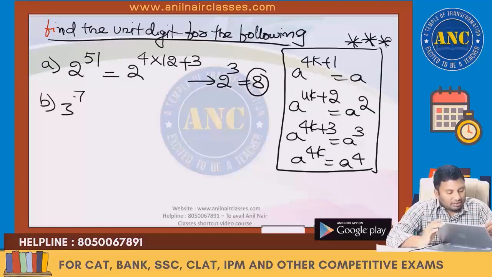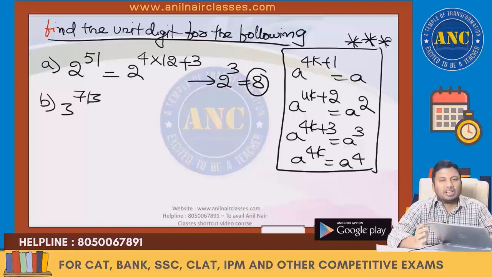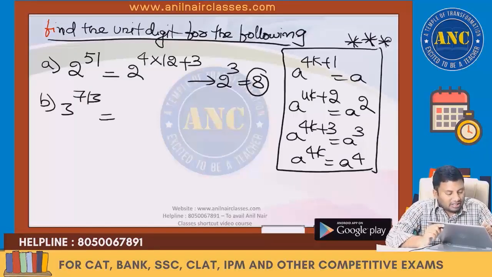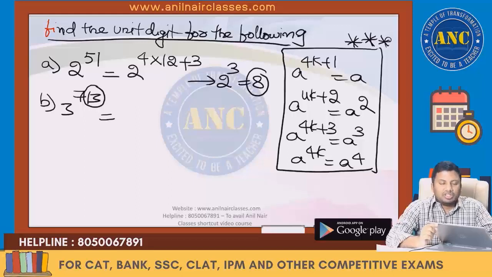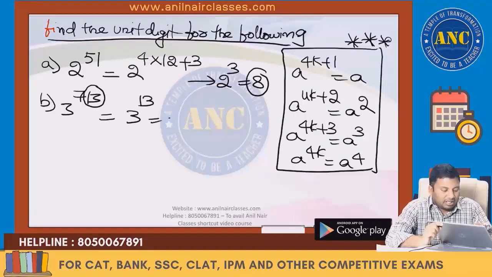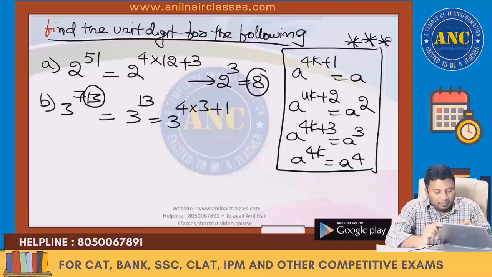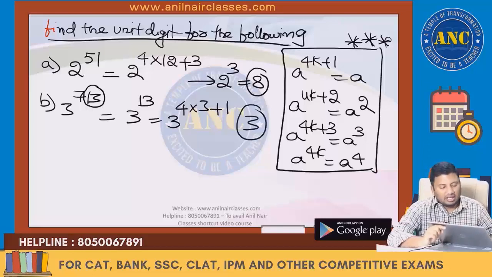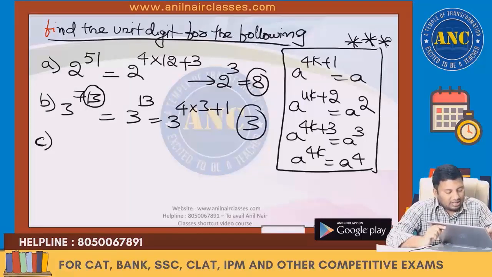3 power 713. The divisibility rule of 4 is that the last 2 digits should be divisible by 4. It is equivalent to 3 power 13. 13 is 4 into 3 plus 1. A power 4k plus 1, the answer is a. Answer is nothing but 13.